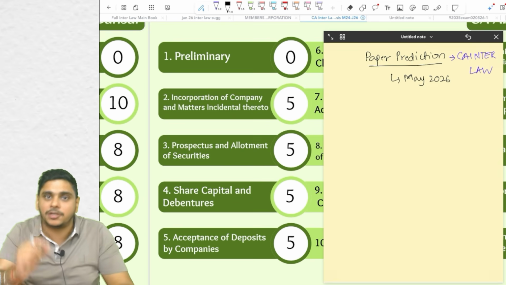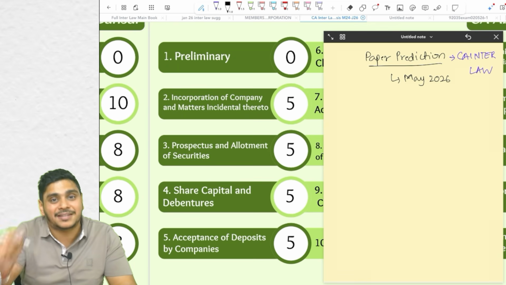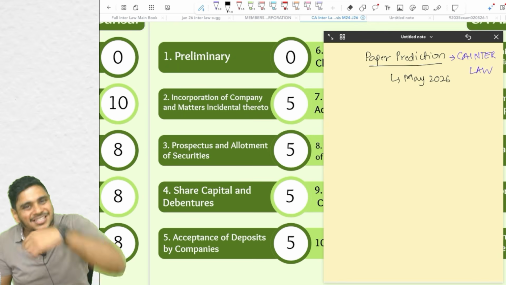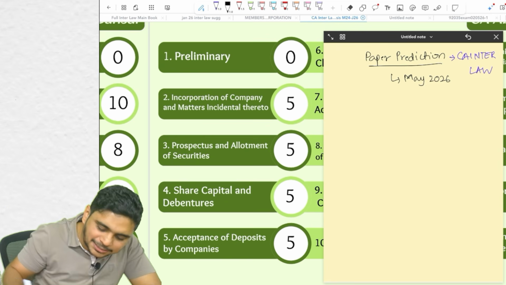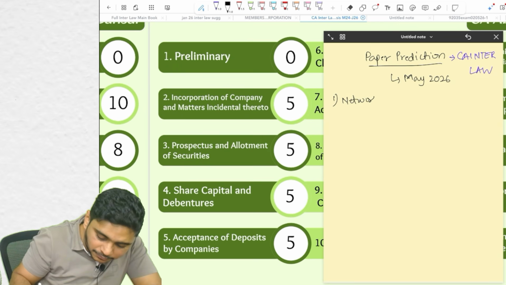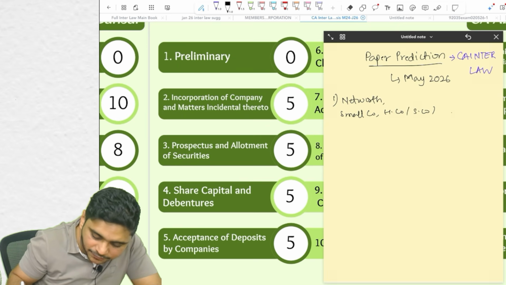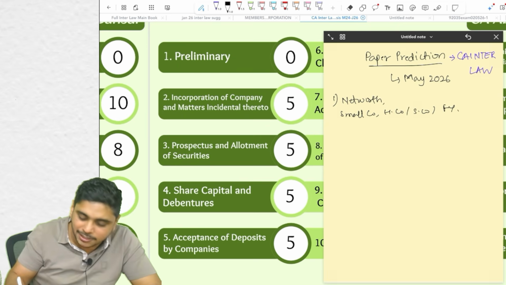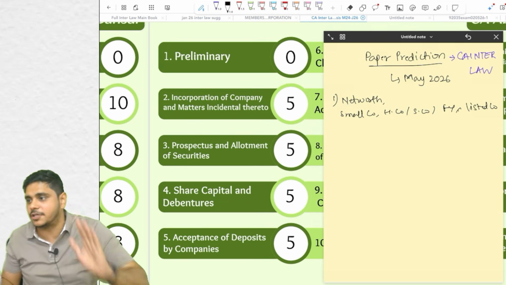In case you have not done this concept, do it very thoroughly. Do it twice, thrice, and it's not that you have to do only this much. When I talk about the preliminary chapter: the definition of net worth, small company, holding company, subsidiary company, financial year, and listed company. Please focus on these areas in the first chapter.